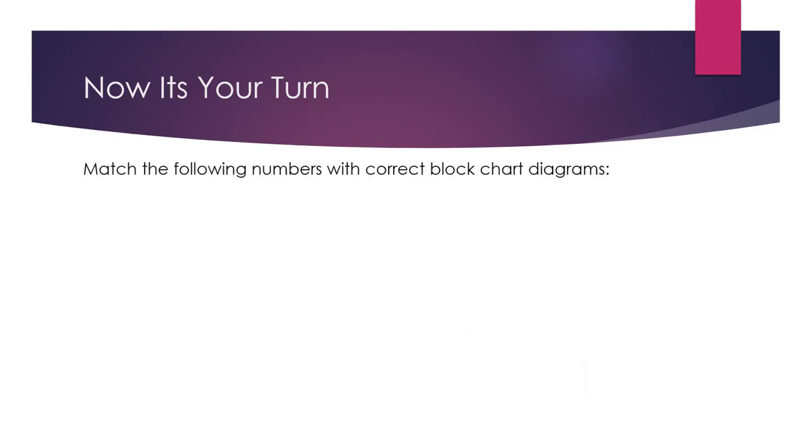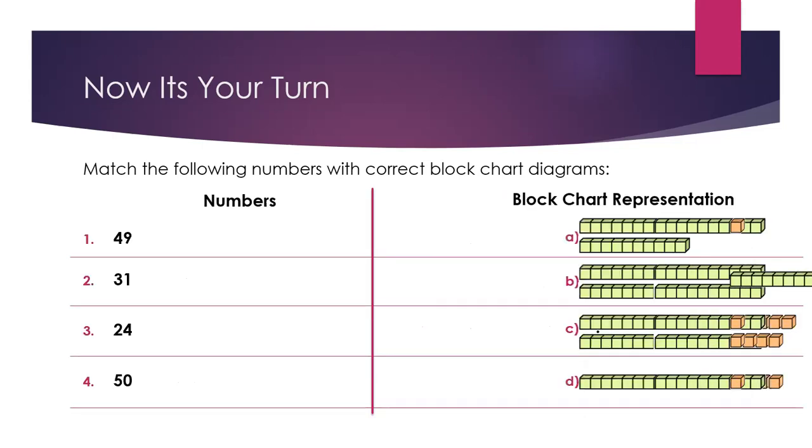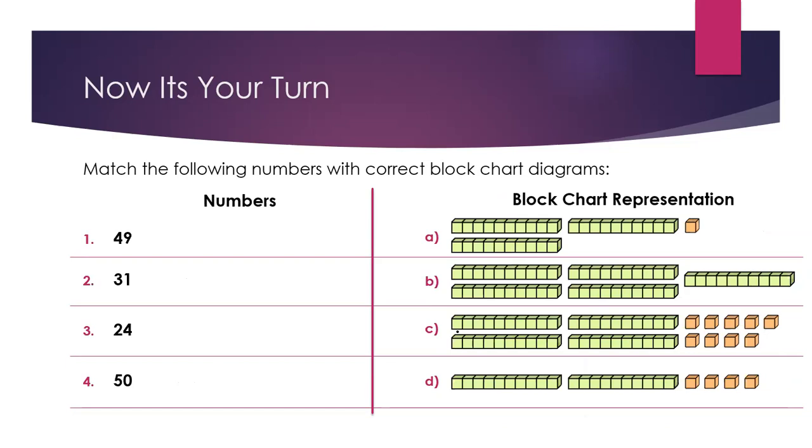So now I'm going to show you some block charts. I'm showing you some numbers, and you are going to match those numbers with the correct block chart diagrams. So here are your numbers, and here are the block chart diagrams. Firstly, see here. The first number is 49. In the number 49, how many tens are there? The number 49 consists of 4 tens and 9 ones. So look here. 4 tens and 9 ones are present in which area?